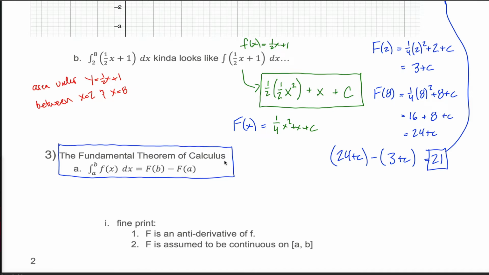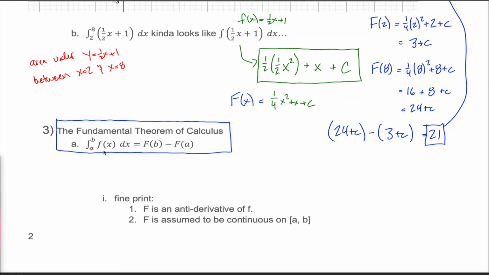The fundamental theorem of calculus says that the definite integral from a to b of little f of x is equal to capital F of b minus capital F of a. A couple little comments here. It's important that these letters make sense. Little f is my function, capital F is my antiderivative. That's what I'm getting in this first point.